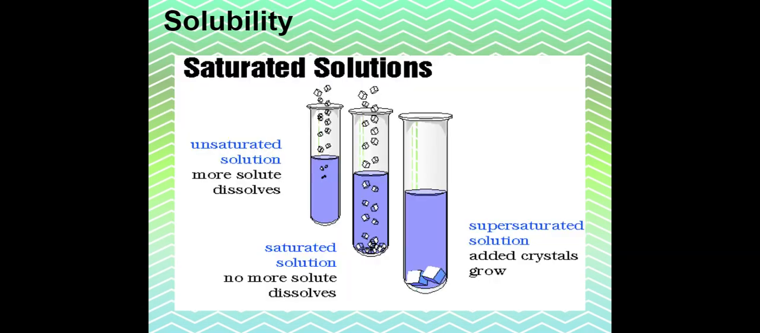And so there's an example. You have your unsaturated solution, you can keep adding more. You have your saturated solution in the middle. So you were at the perfect spot. And then a supersaturated solution is where you've added too much.